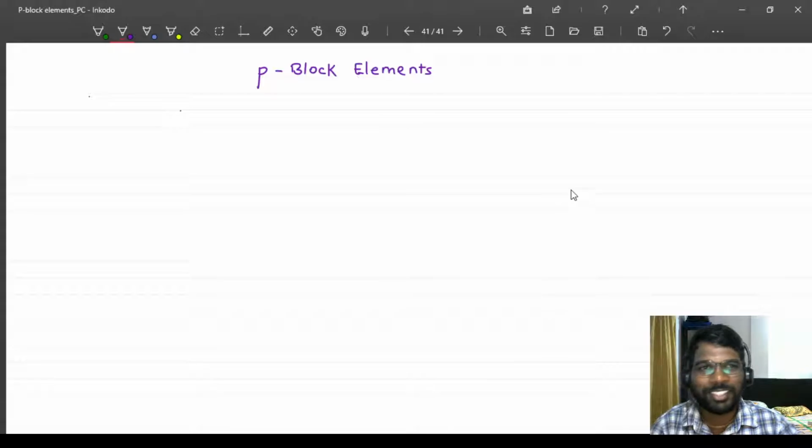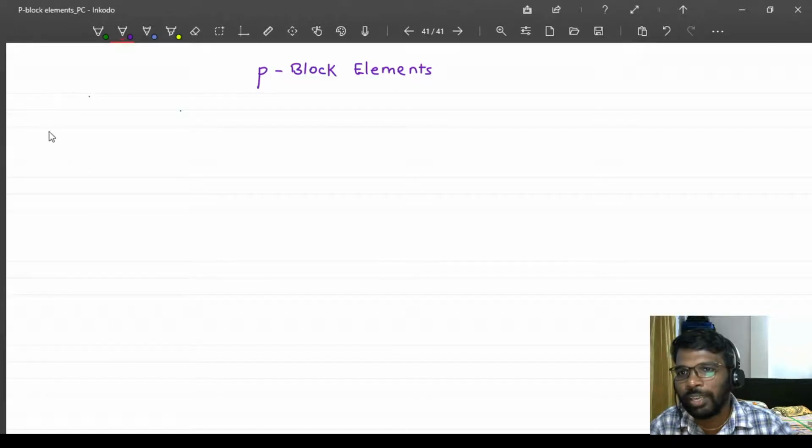Hello students, this is lecture 7 on p-block elements. Here we are going to discuss the compounds of the p-block elements, especially the first element, nitrogen.